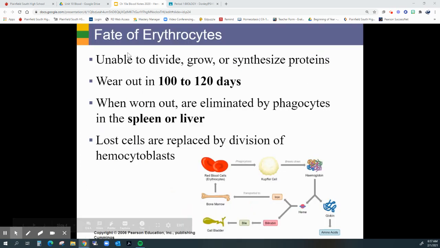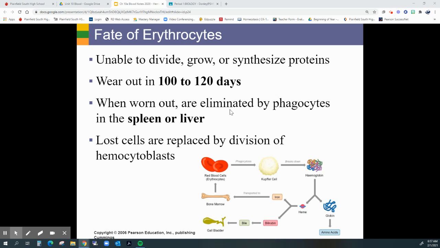Fate of red blood cells. They're actually unable to divide and grow on their own, so they have to continue to be reproduced by the red marrow. And because of that, they usually wear out in about 100 to 120 days. That's why we have to continually replace those red blood cells, and it's why it's important for people to donate blood, because there are individuals that can't do that on their own. So we need to have a supply readily available for them.